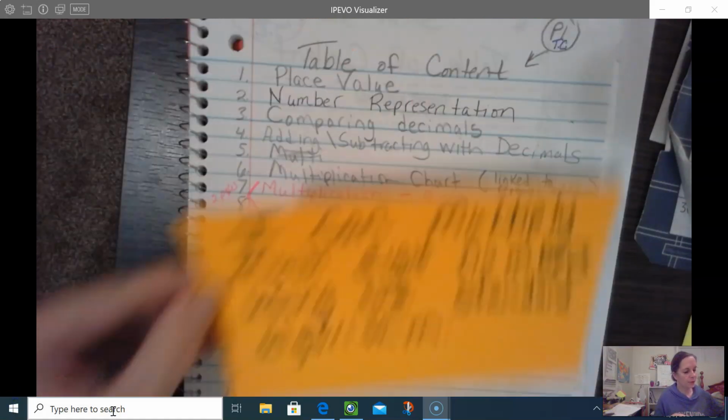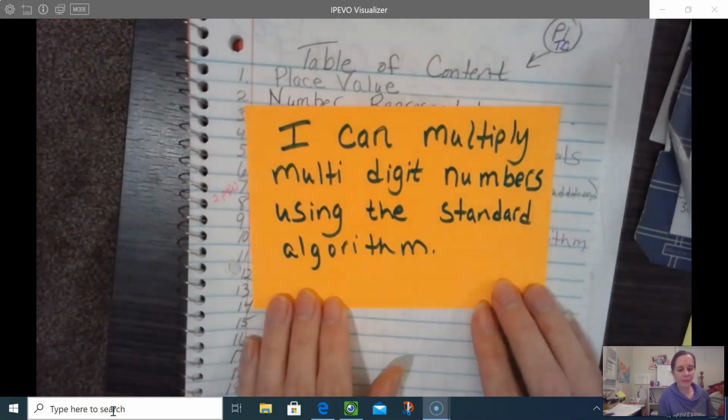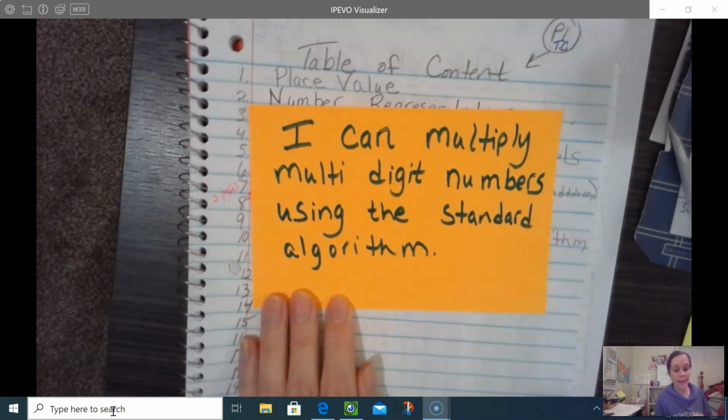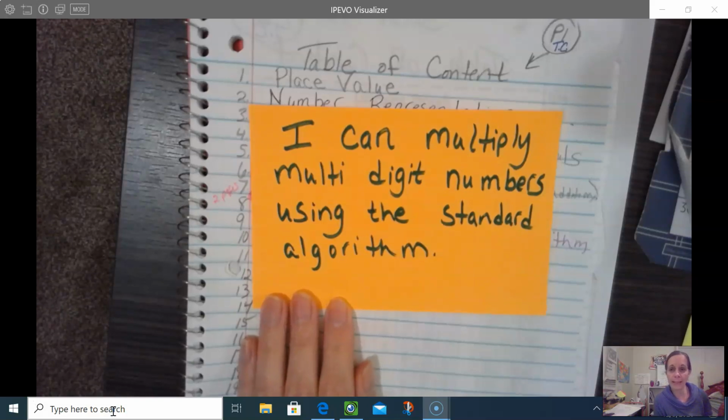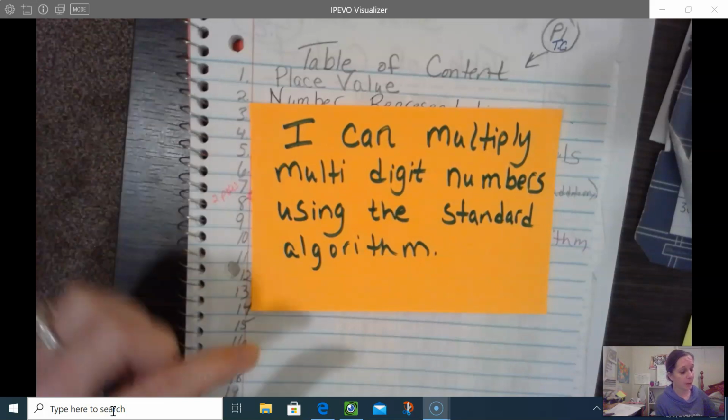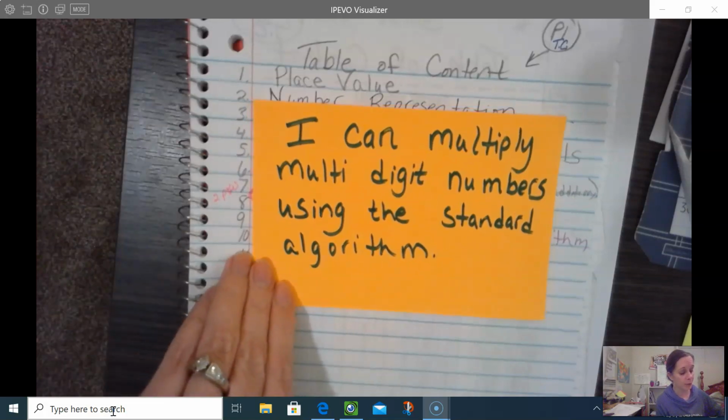All right, boys and girls, so really quickly, our I can statement for today, I'm going to be showing you another tool to use when you are multiplying. So our goal today is to learn another way to multiply numbers. Ultimately, you will have the choice in the end of deciding which way is the best fit for your math brain or for where you are as a learner. So this is another way I can multiply multi-digit numbers using what's called the standard algorithm.